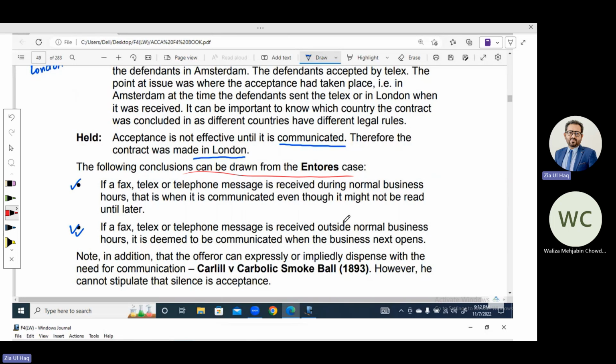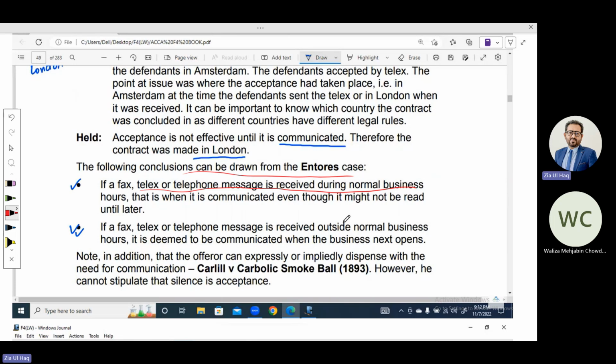If a fax, telex, or telephone message is received during normal business hours, that is when it is communicated, even though it might not be read until later. If a fax, telex, or telephone message is received outside normal business hours, it is deemed to be communicated when the business next opens.